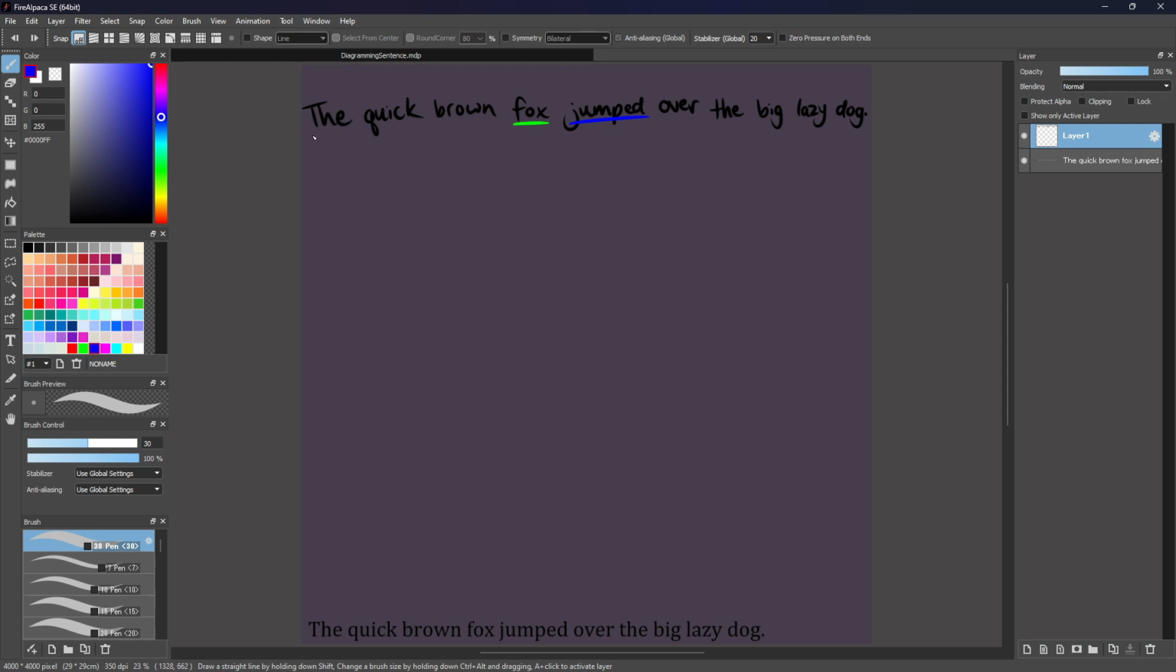Now that we have identified the subject and the verb, let's look at the other parts of the sentence. We already mentioned articles and adjectives earlier. Those are words that describe the subject. The, quick, and brown.